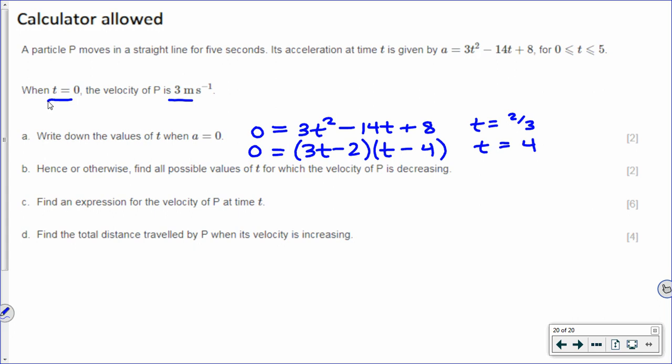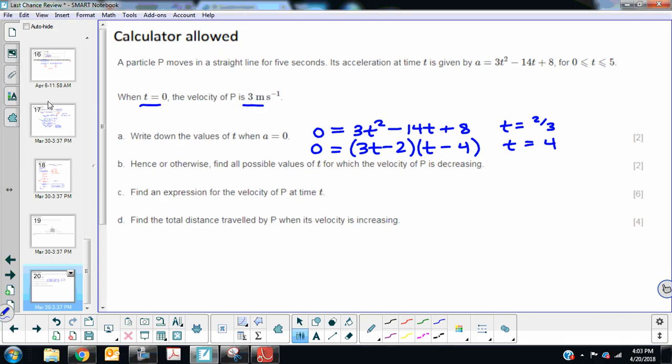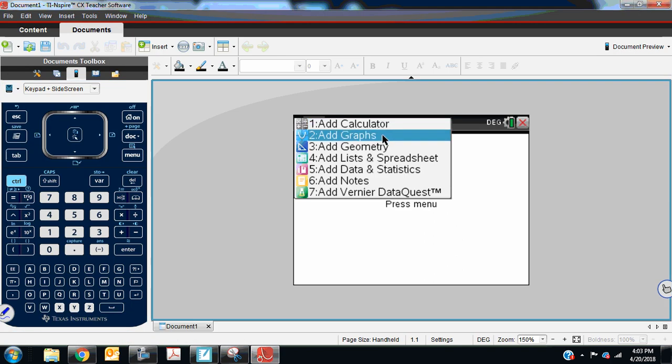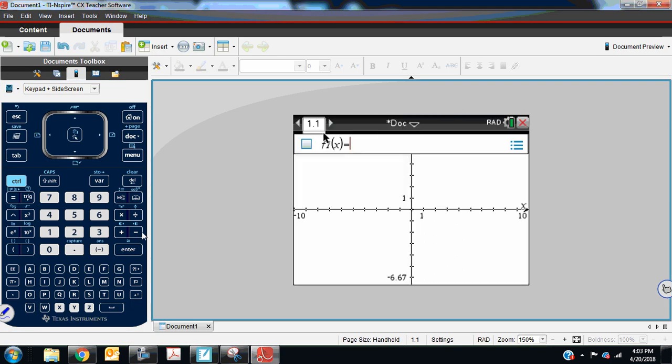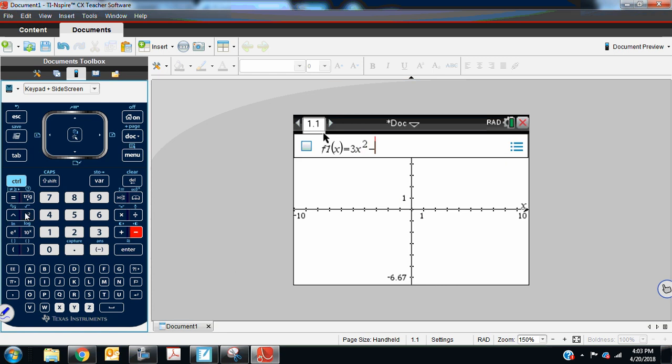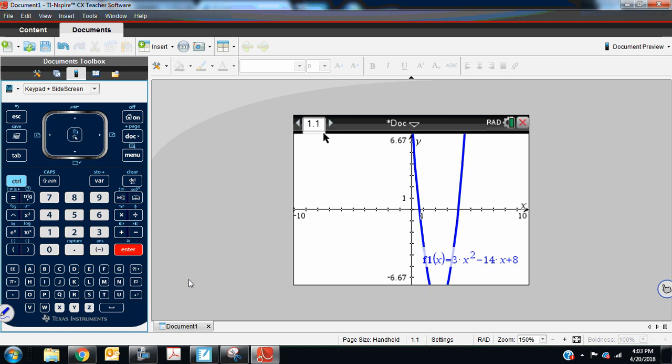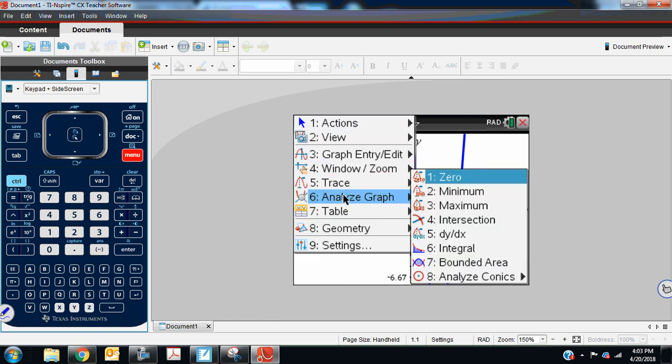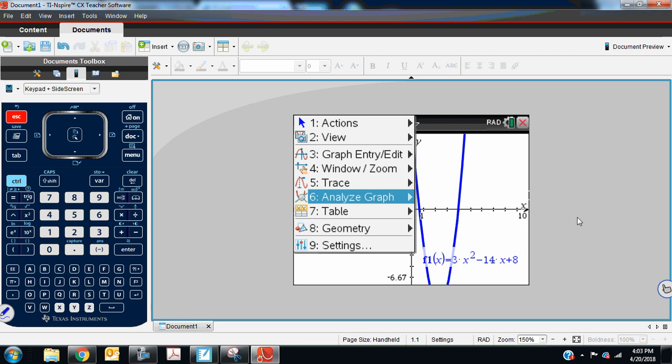Let's see what that looks like on the graph of this function. So 3t squared minus 14t plus 8. I'm going to go to a calculator, add a graph, and put in the function 3x squared, because the calculator thinks in terms of x and y on these axes, and then minus 14x plus 8. Okay, so I can see a graph. I can see the two places where it crosses the x-axis. That one's 2/3 and that one's 4. If I was going to try to find them on the calculator, I would have to go to Analyze Graph and look for the zeros, because that's where it crosses the x-axis, is a 0.